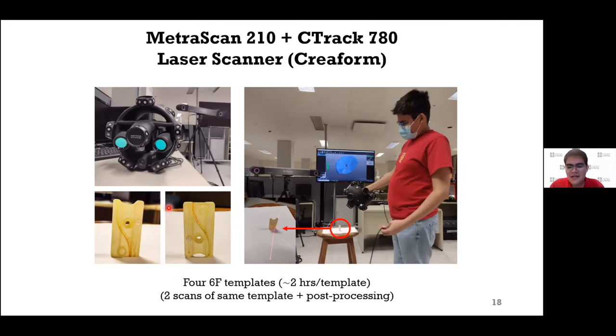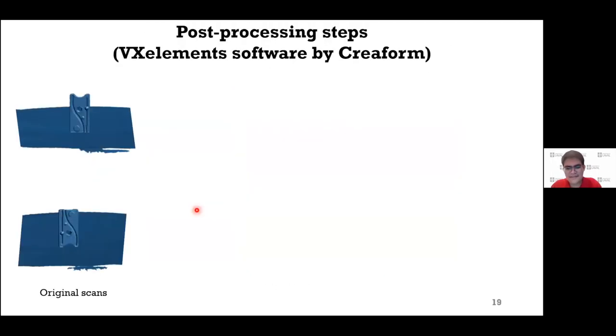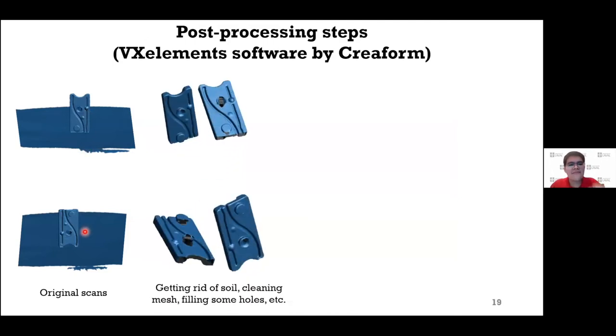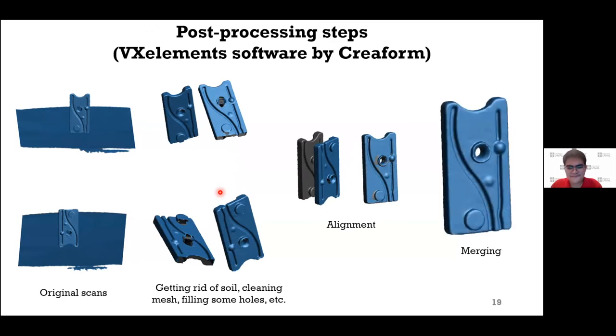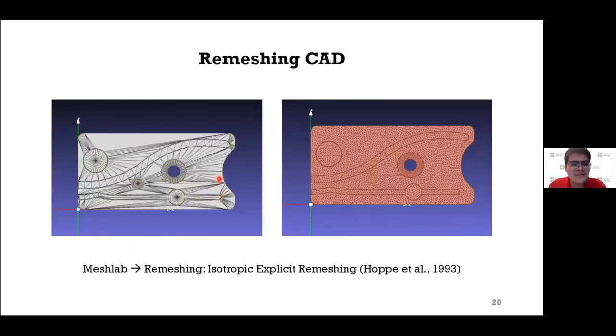And I also did two scans of the same template, one straight, like we see here, and one upside down. So here are the resulting scans, the straight and upside down. And then with the VXelements software tools, I got rid of the noise, cleaned the mesh, and filled some holes. I also did alignment and the merging. Before comparing the CAD and the 3D scan, I used the MeshLab tool of remeshing, which increases the number of triangles in the CAD. That is to better compare with the VXelements software.